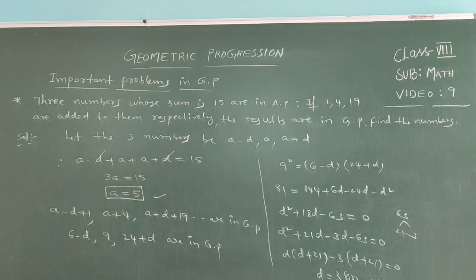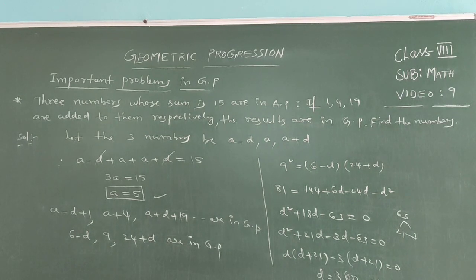Okay, once observe this one. Three numbers whose sum is 15 are in AP. So selection of terms from AP: A minus D, A, A plus D are three terms of AP. The sum is 15 here. That's A minus D plus A plus A plus D equal to 15. A equal to 5. Then if you add 1, 4 and 19 to them, that means to the given terms A minus D, A, A plus D, you will get 6 minus D, 9, 24 plus D. They are in GP. If three numbers are in GP, we know that B square equal to AC. So 9 square equals 6 minus D into 24 plus D.